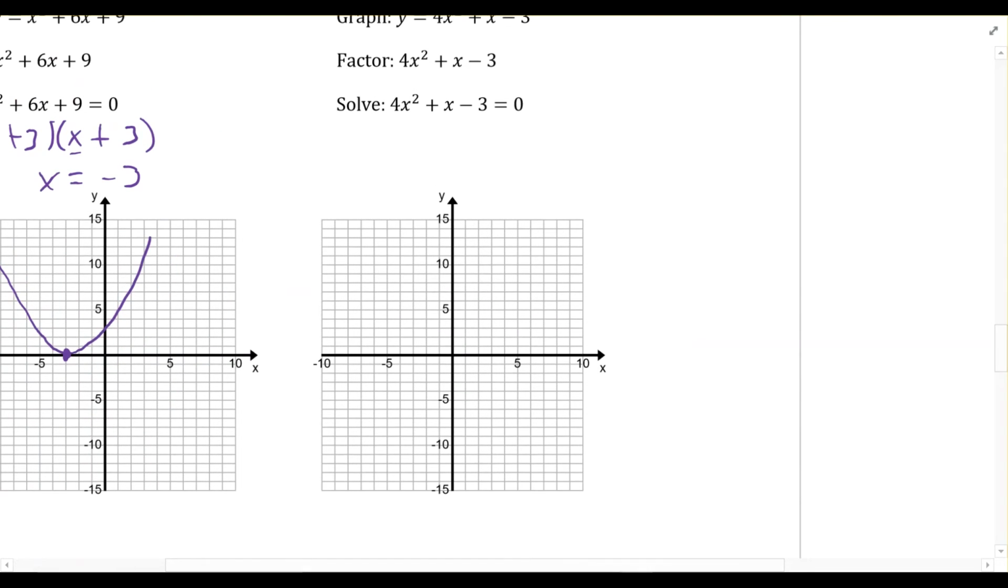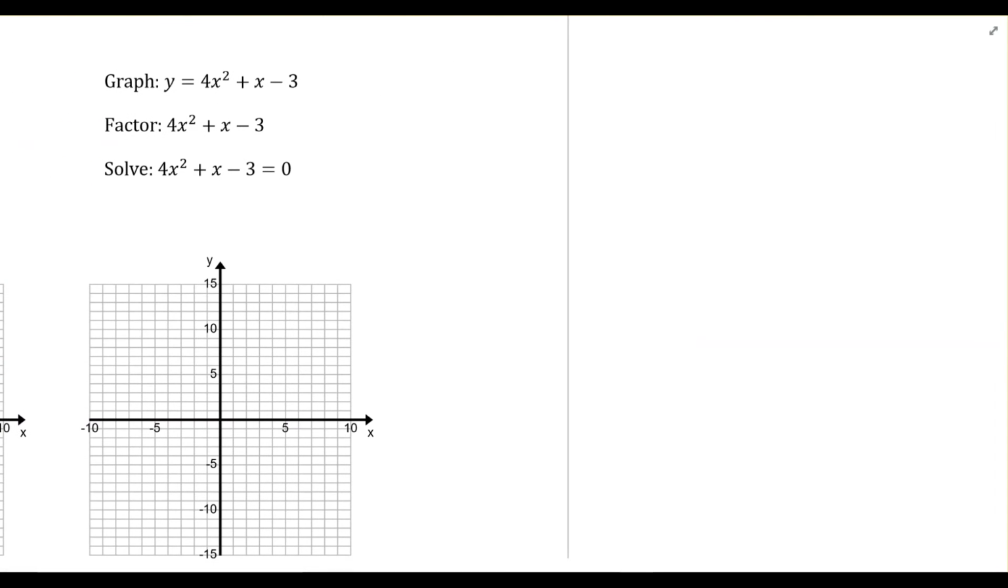All right, let's do this one. So if we're solving for this, that number up front isn't 1. It's bigger than 1. So what we got to do is go bracket, bracket. Our numbers need to multiply to negative 12, 4 times negative 3, and they need to add to 1. I'd say 3 and 4 are good candidates. They need to multiply to negative 12, add to positive 1. So this is going to be positive 4 and negative 3.